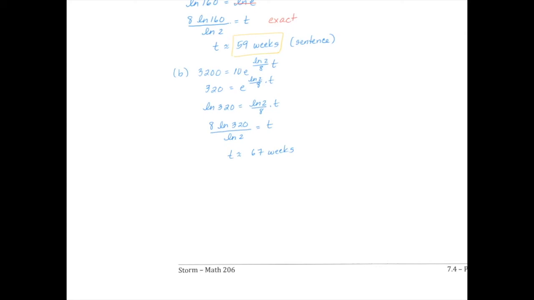So although the cells doubled, the time did not, again, because this is an exponential function. And again, I would actually have a sentence answer if you were showing your work on an exam. Okay, so let's look at one last example.